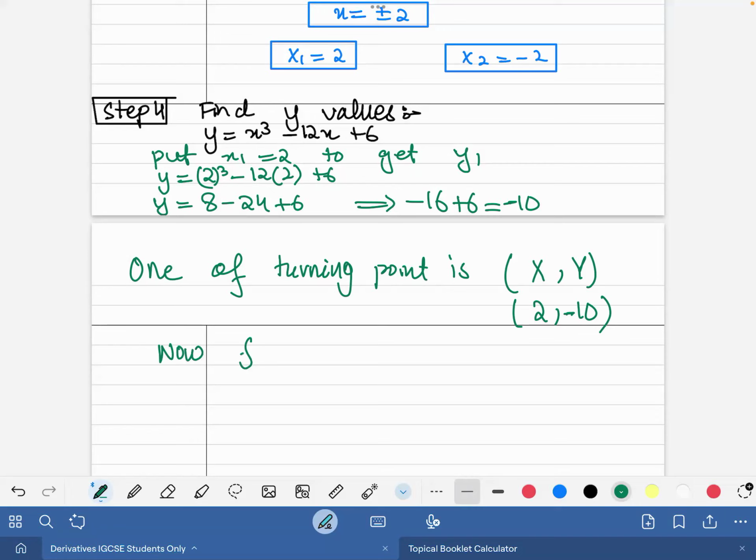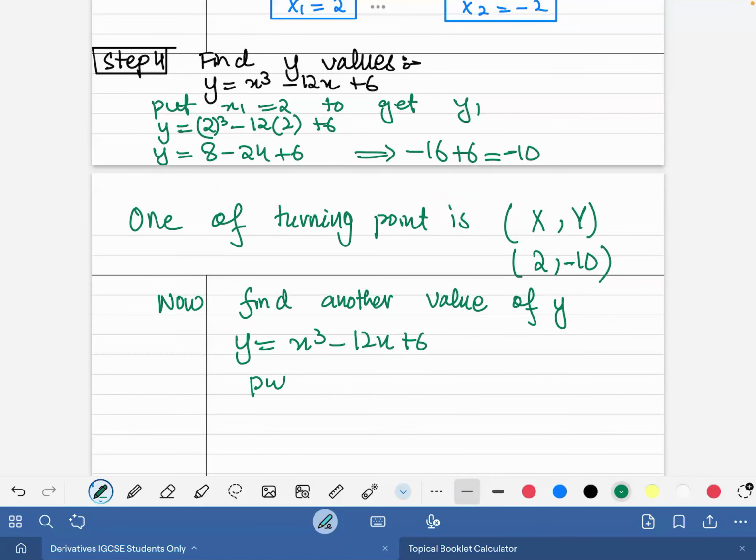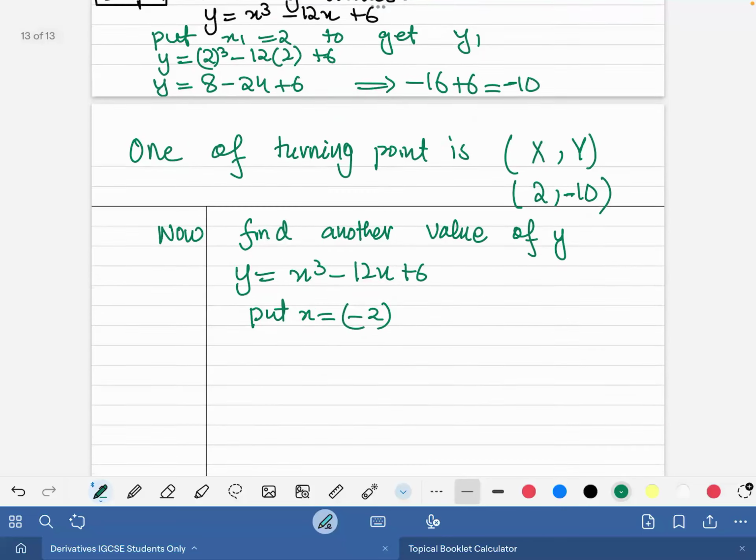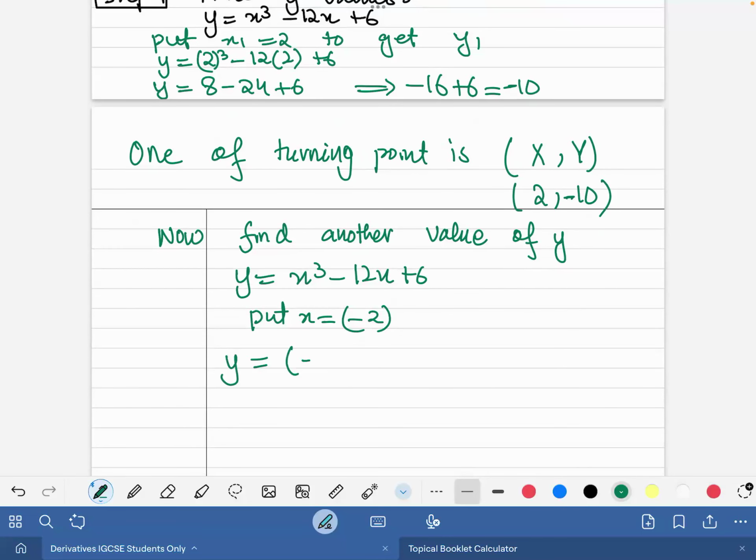Now find another value of y. I am doing this in detail so that you all have an idea. Another value of y. So beta, we know that y is equals to x cube minus 12x plus 6. Put x is equals to -2. Now we have to put -2. So y is equals to -2 cube minus 12 into -2 plus 6.